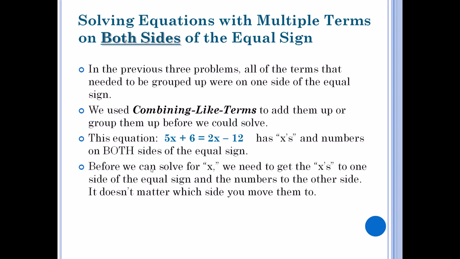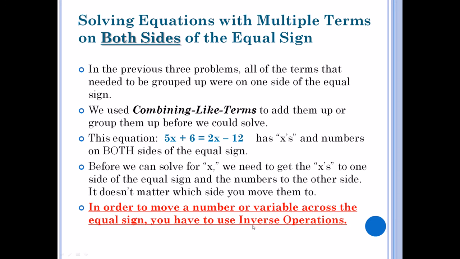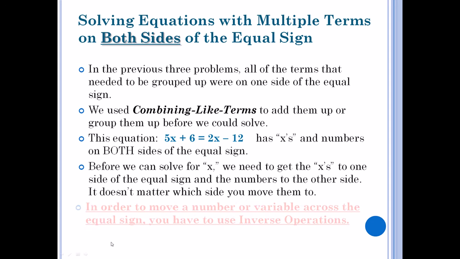Okay, before we can solve for x, we're going to need to get the x's to one side of the equal sign and the numbers to the other. And to be honest with you, I could move this 5x to the right and be just fine, or the 2x to the left. It doesn't matter where you move them as long as you use the right strategy. And in order to move anything across an equal sign, you have to use inverse operations.